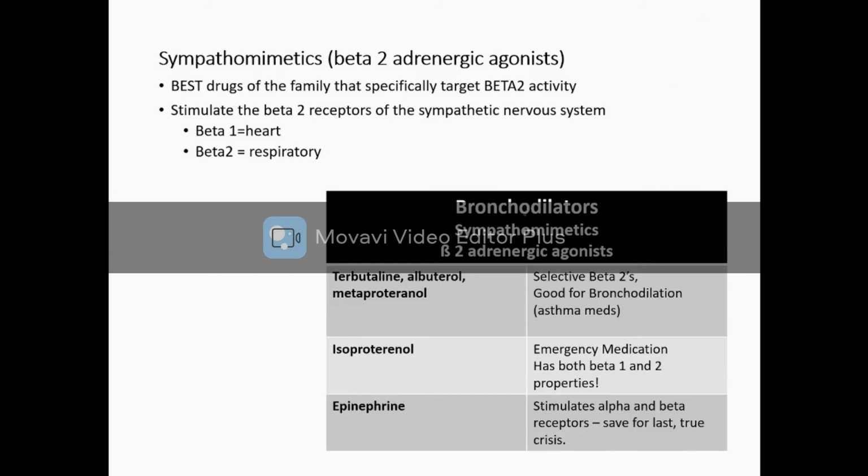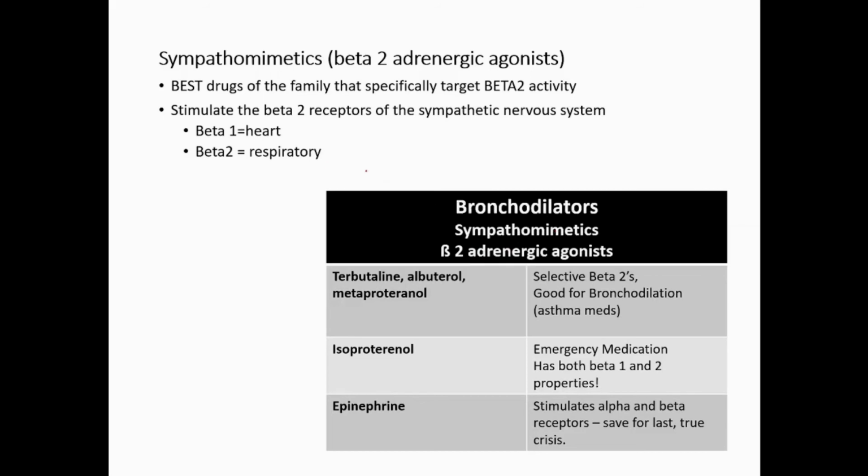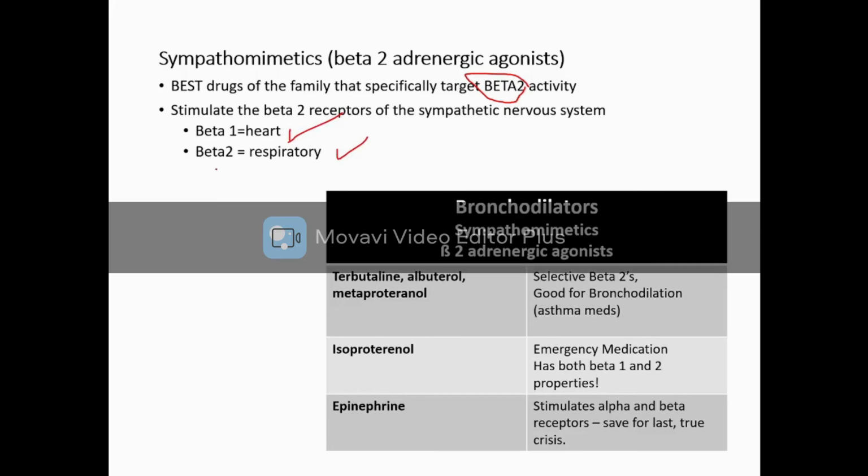So what's the best way to bronchodilate? Well, to mimic the sympathetic nervous system. Specifically, we're going to target that beta-2 activity. We know that beta-1 has to do with stimulating the heart. Beta-2 is going to cause that respiratory tree to dilate.